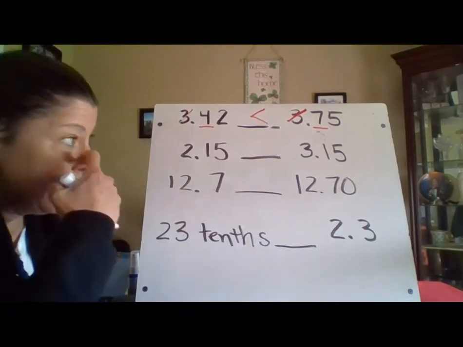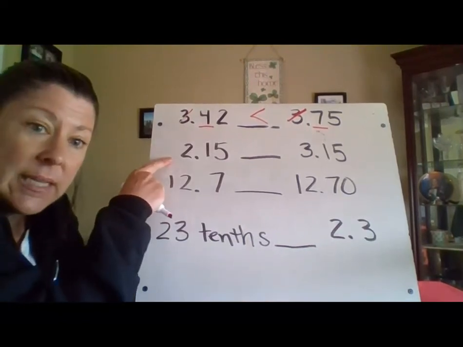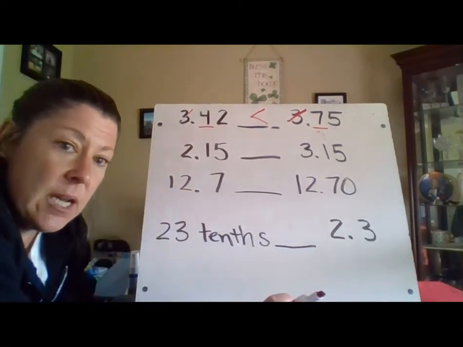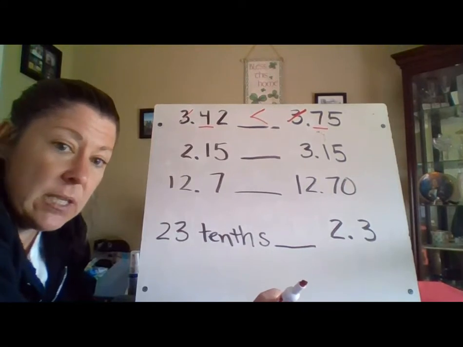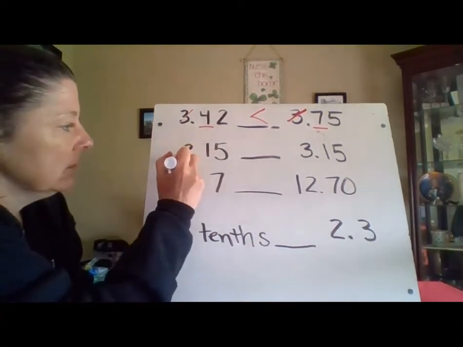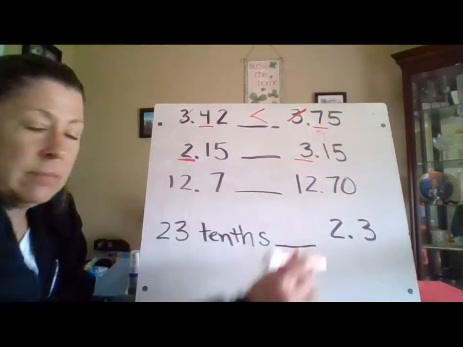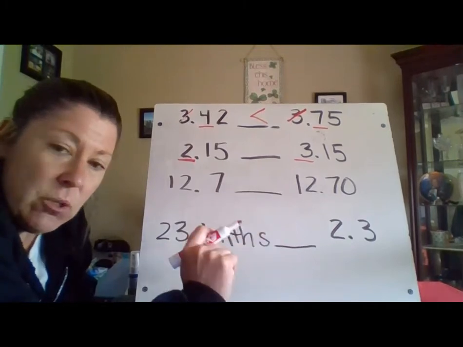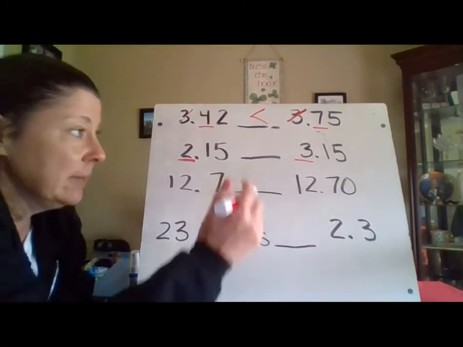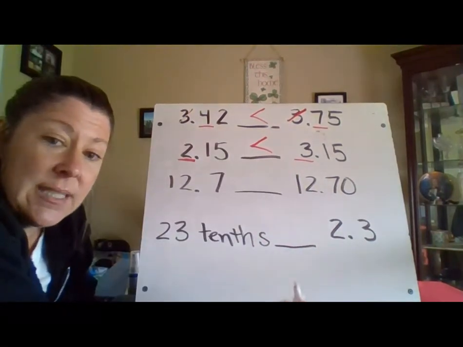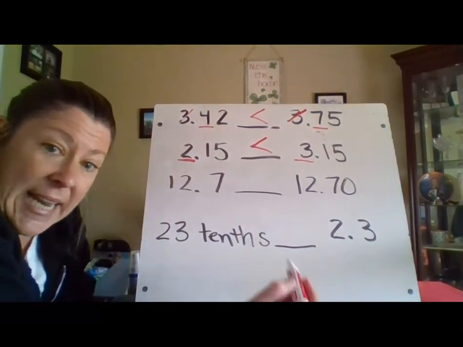75/100. Now this is letter C. If you look at letter C, we have 2 and 15/100 and 3 and 15/100. If you look at the whole numbers, they are different. So I don't have to go any further. 2 is less than 3. So 2 and 15/100 is less than 3 and 15/100.